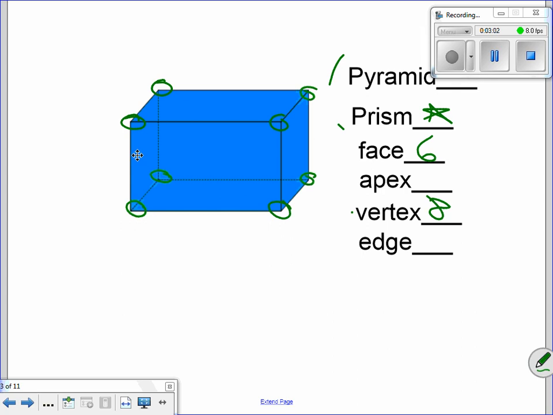How many edges? Well, every single one of these vertices has 3 edges that connect to it. So let's go ahead and count these. I'm going to start on the top: 1, 2, 3, 4. Now I'm going to count the bottom: 5, 6, 7, 8. Now I'm going to count the lines that connect it: 9, 10, 11, 12. I have 12 edges.